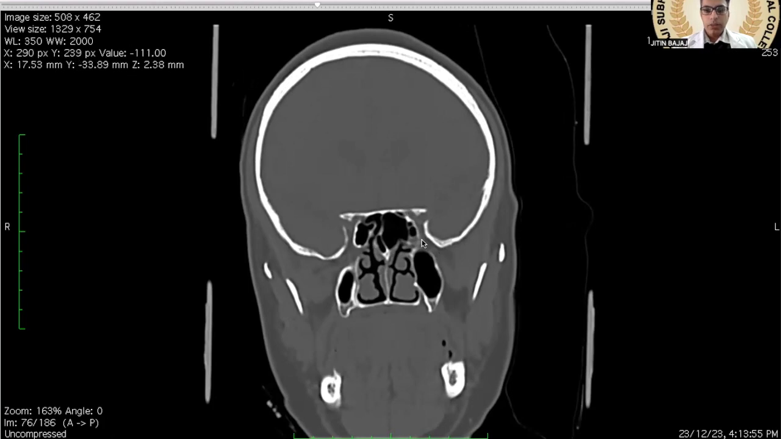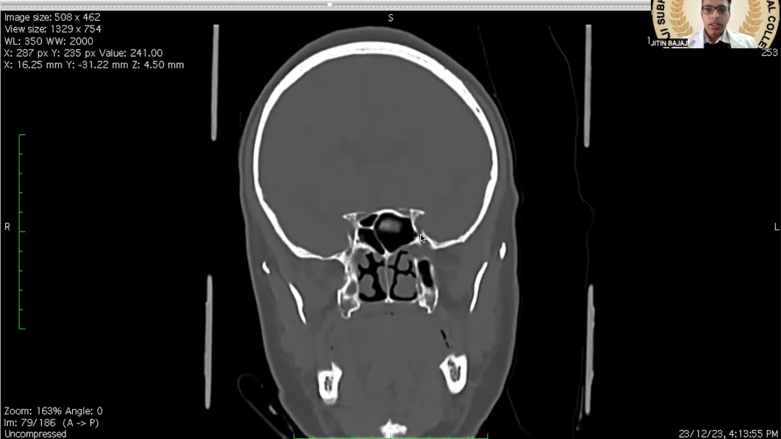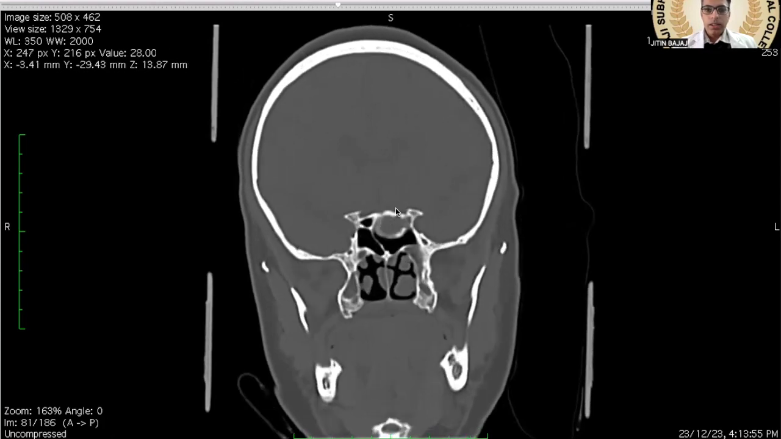This is the inferior orbital fissure. As we go posteriorly, here will be the area for the optic chiasm. Now this is the medial and lateral pterygoid process, harboring the pterygopalatine ganglion.